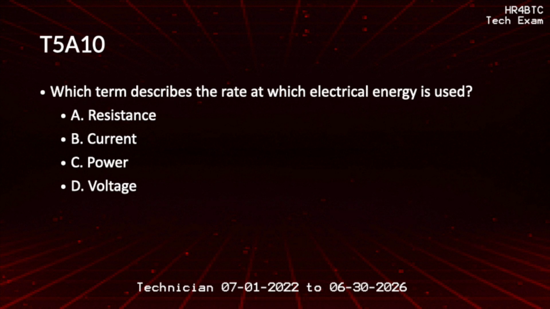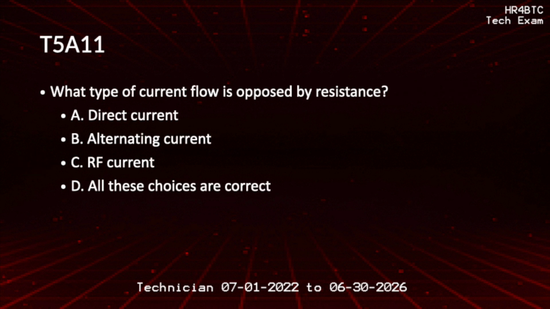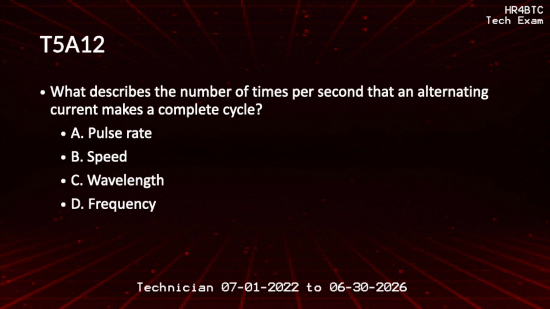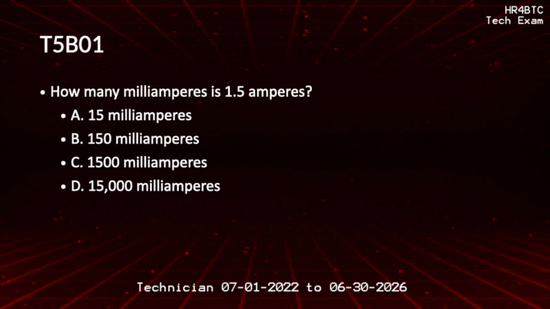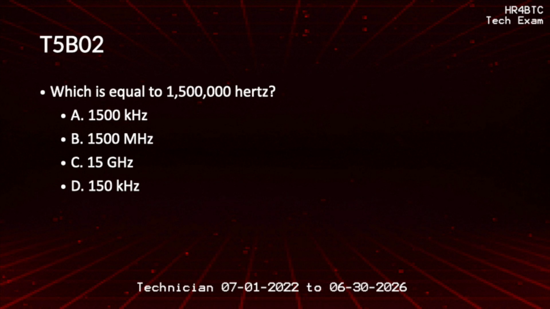Which term describes the rate at which electrical energy is used? Power. What type of current flow is opposed by resistance? All these choices are correct. What describes the number of times per second that an alternating current makes a complete cycle? Frequency. How many milliamperes is 1.5 amperes? 1,500 milliamperes, which is equal to 1,500,000 hertz.